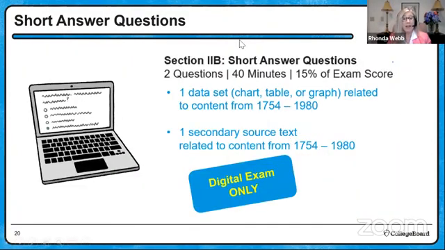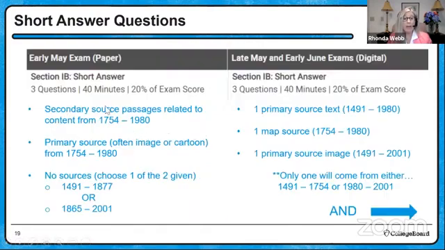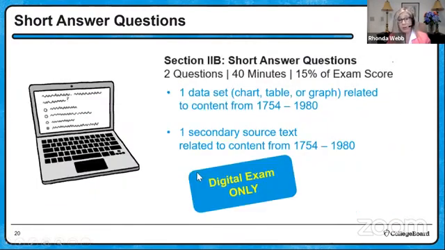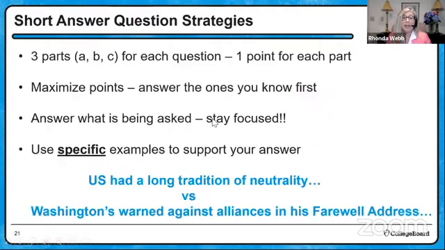And that second set of SAQs will look like this. You're going to have a data set of some sort, and we'll talk more about how you handle a data set in a different session. And then a secondary source text. And so this is going to be the setup. Those of you taking it on paper will only have the original three. You'll have an LEQ essay, long essay question, to write in your second free response part. So let's look at some strategies for how you want to approach this.